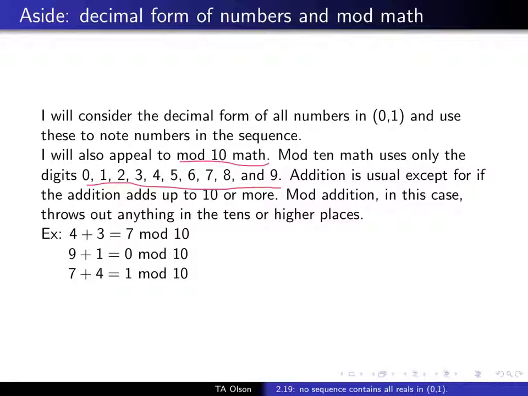Because if we're using decimal, we have 10 digits, 0 through 9. Mod 10, basically it's regular addition unless something comes up to 10 or more, and if it's 10 or more, we throw out anything in the tens place or higher. So 4 plus 3 is 7. Well, 7 is 7, there's nothing in the tens place, nothing in the hundreds place, so the mod 10 doesn't do anything here. 9 plus 1 is 10, but the mod math gets rid of the 10, so we just have the number in the ones place. 7 plus 4 is 11, we throw out the stuff in the tens place, and that gives us the mod math. And we're going to use this to construct our number r.